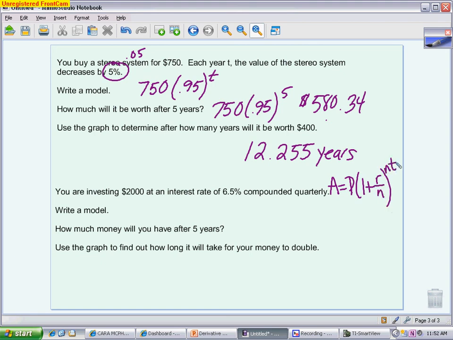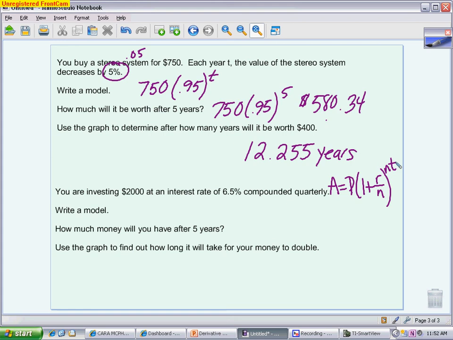This was our compound interest formula. P stands for principal. It's the amount that you're actually investing. R stands for interest rate. You have to write it as a decimal. N stands for the number of compoundings. That is how many times per year do we compound our interest. We could be doing it daily, quarterly, annually, semi-annually. And then T stands for time.